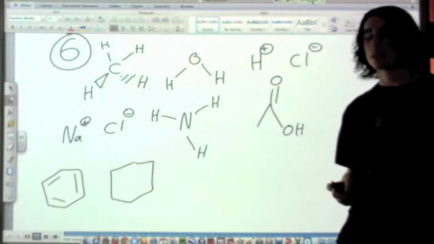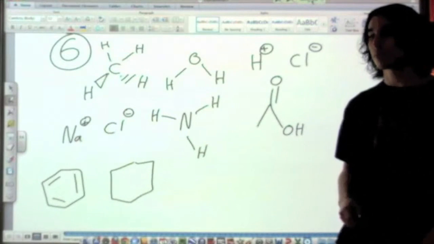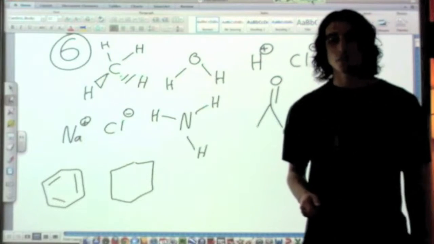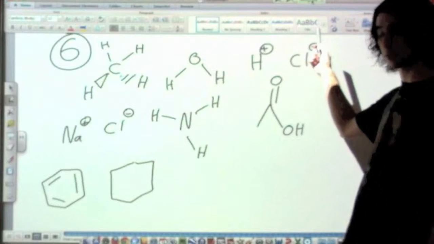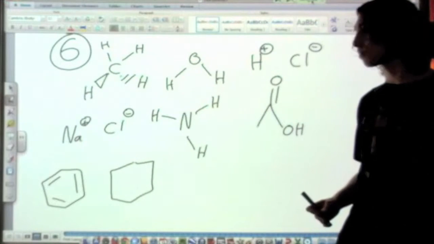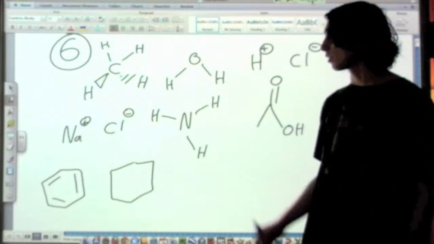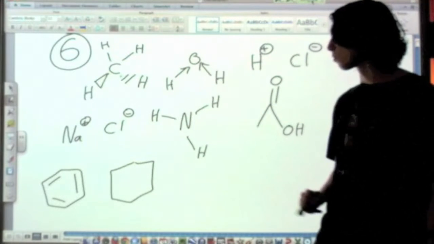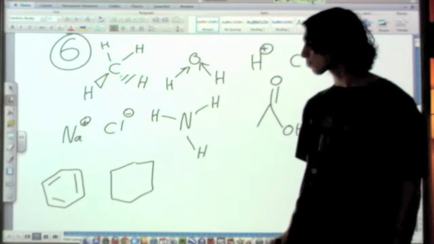The next part of this question asks you to consider the polarity of these bonds. So you can use your periodic table trends, and if you know that fluorine is the most electronegative element, going up and to the right is more electronegative, and going down into the left, cesium is the least electronegative element. You can draw arrows indicating the regions of electron density. For water, for example, oxygen is more electronegative than hydrogen, so we draw the arrows going towards the oxygen.